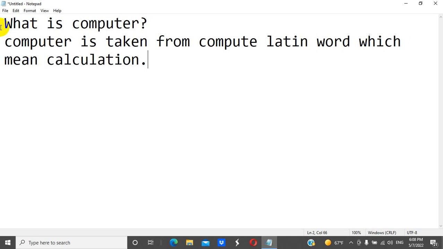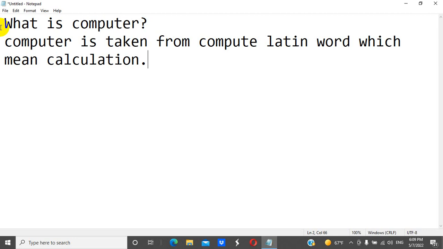Why do we say a computer is a calculator? Because nowadays we can use computers for different purposes. Some people use a computer as a PlayStation; they play games on the computer. And some people use a computer as a DVD player; they watch movies using the computer.